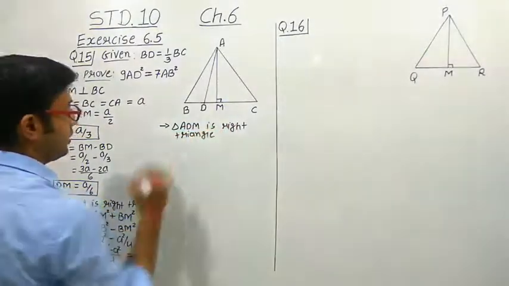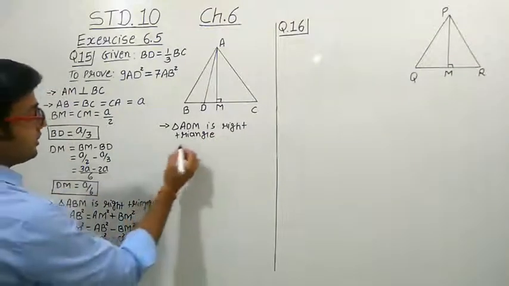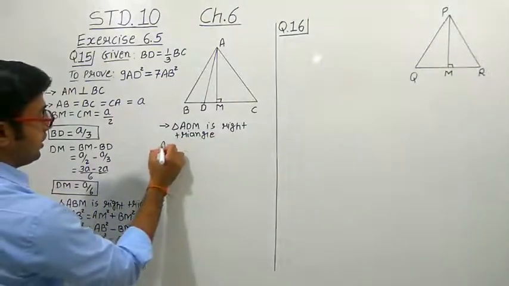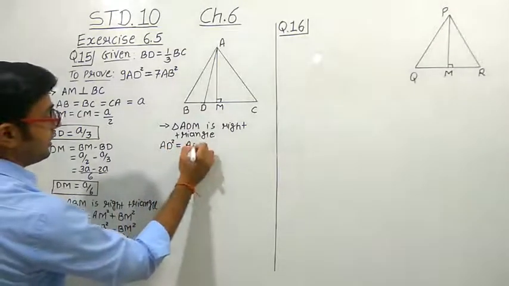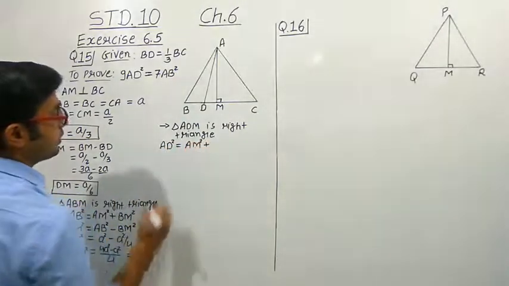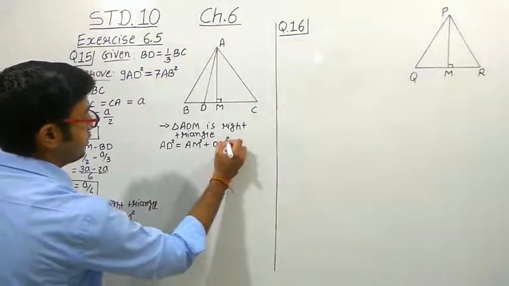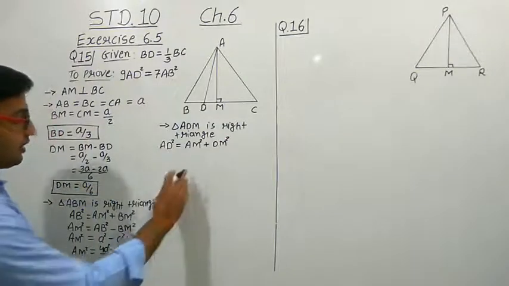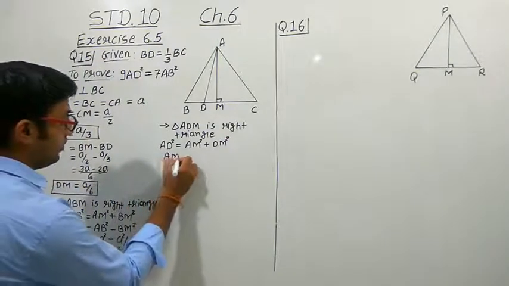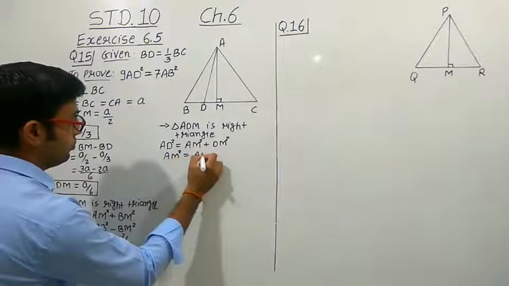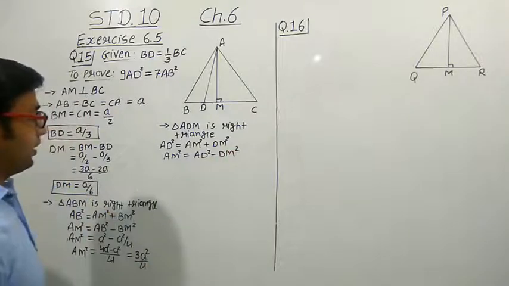Right? So, here also we can apply the Pythagoras theorem. Here AD square is the hypotenuse. So, we can write down AD square is equal to AM square plus DM square. Okay, so let us make AM square the subject. So we get AM square is equal to AD square minus DM square.